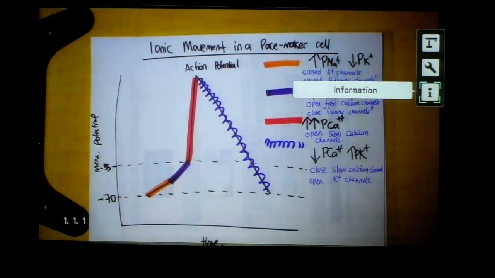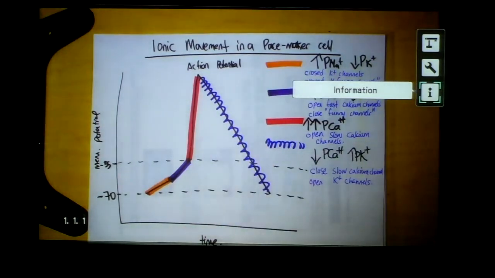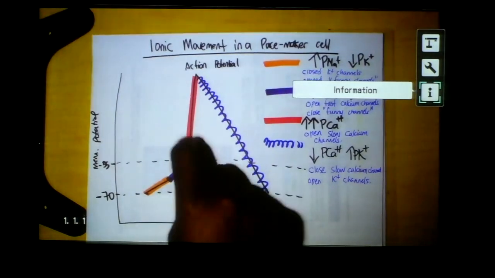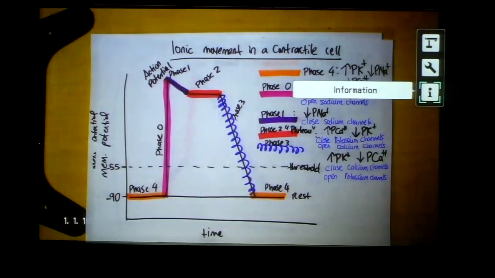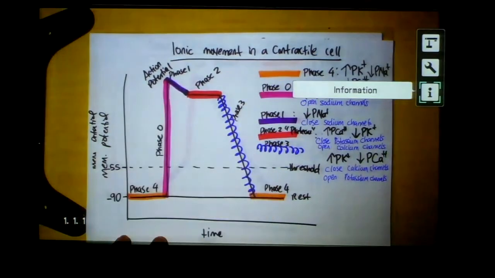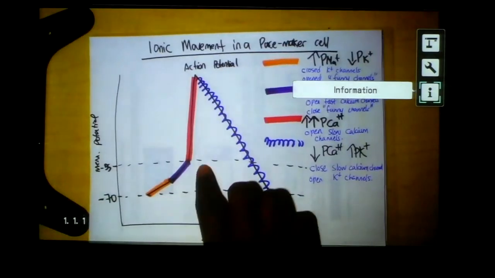Okay, so important to distinguish that in a pacemaker cell, the ion that's responsible for depolarization is calcium, specifically through a slow calcium channel, whereas in a contractile cell, the ion that's responsible is sodium, and that movement of sodium is the first thing that happens in the cell, whereas in a pacemaker cell, there's a gradual depolarization.